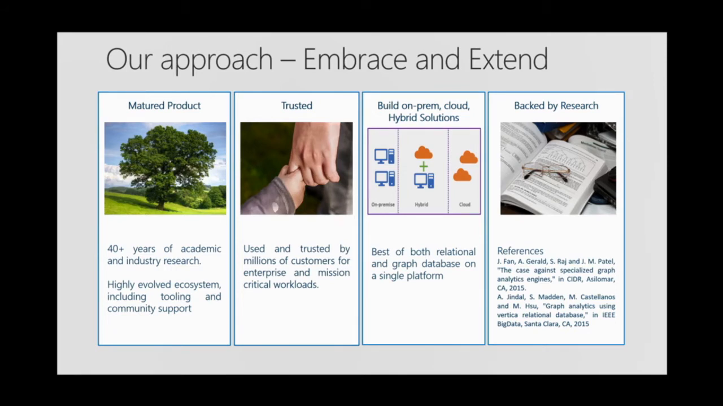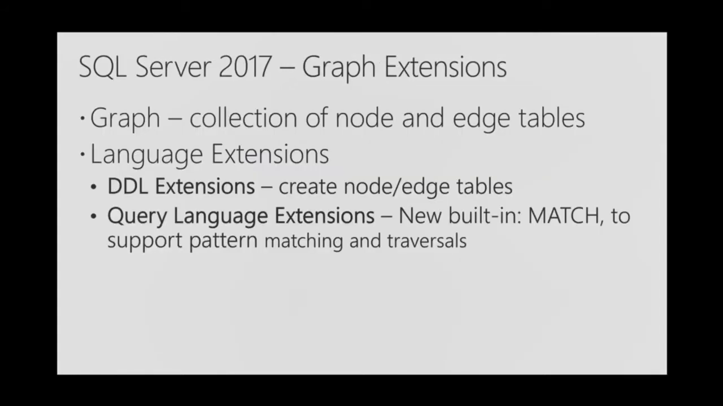So, SQL Server 2017 has graph extensions. So graph is a collection of node and edge tables. To support that, we have language extensions. We have DDL extensions for create node and edge tables, and query language extensions. We have a new built-in match that supports the pattern matching and traversals, the new syntax that we have for that. And we'll give you concrete examples of what that looks like and how it works. Tooling and ecosystem, that's all engaged. So the current version of Management Studio, you know that Management Studio is now shipping independently of SQL Server. So the shipping version of Management Studio, which is 17.2, has the graph stuff all implemented in it as well. So IntelliSense recognizes it, all that stuff works.